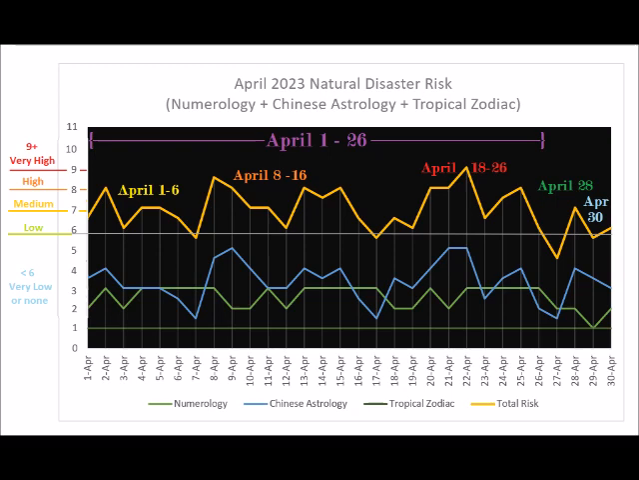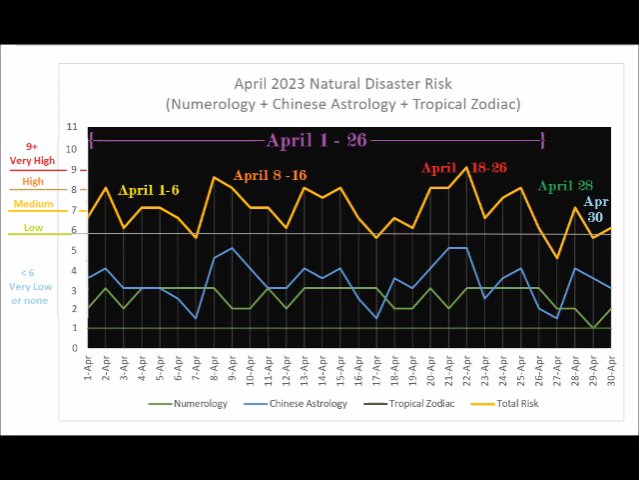Even though there's a quick break on April 7th and April 17th, where the yellow-orange line goes right below 6 for just a little bit, it's too short of a break, so in reality we just look at it as one whole period. But we can break it up into three main parts: April 1st through the 6th, April 8th through the 16th, and April 18th through the 26th.